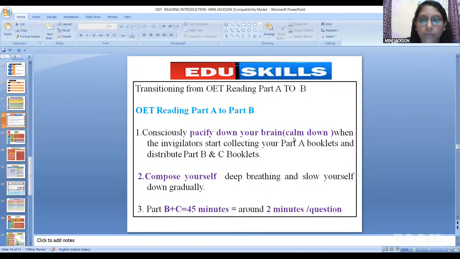But when it comes to B, you have to calm down. You will have a little time, one or two minutes, or up to 5 minutes, after they collect part A. So what you have to do is calm down. Take a deep breath and relax. Whatever happened with part A, just leave it. We cannot do anything about part A, whatever happened.